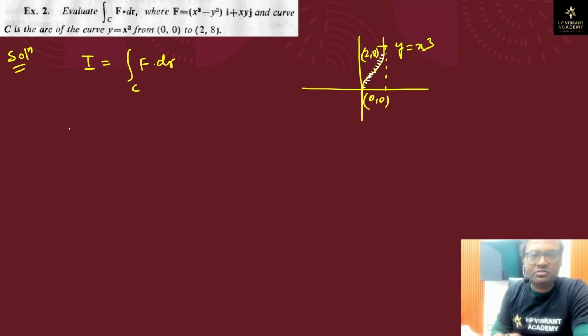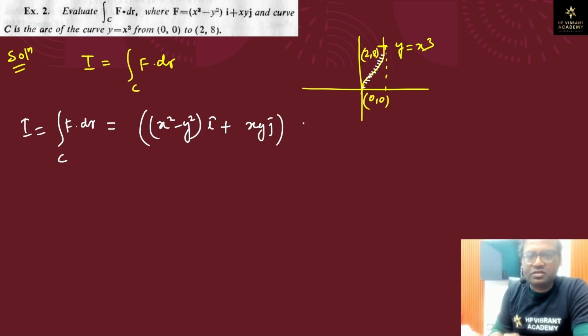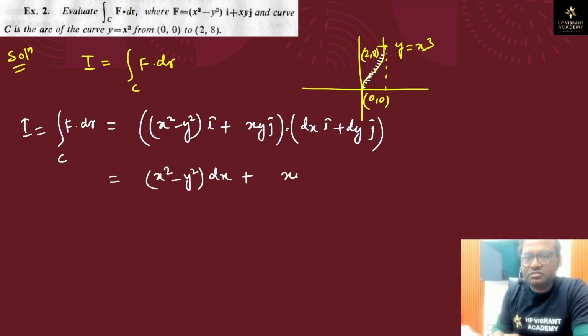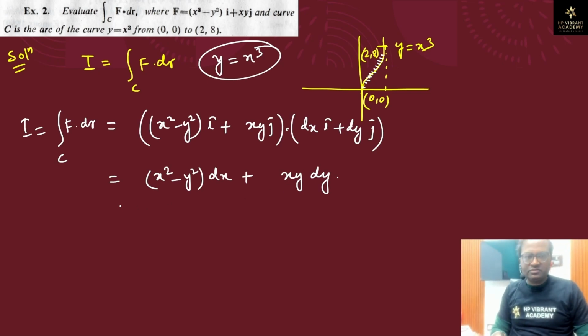Let us solve this. We have I as f dot dr along the curve C. This is equal to x square minus y square i cap plus xy j cap into dr. We can write dr as dx i cap plus dy j cap. So this will be equal to x square minus y square into dx plus xy into dy, and we have the value of y as x cube. Let us place the value of y and convert everything in terms of x.